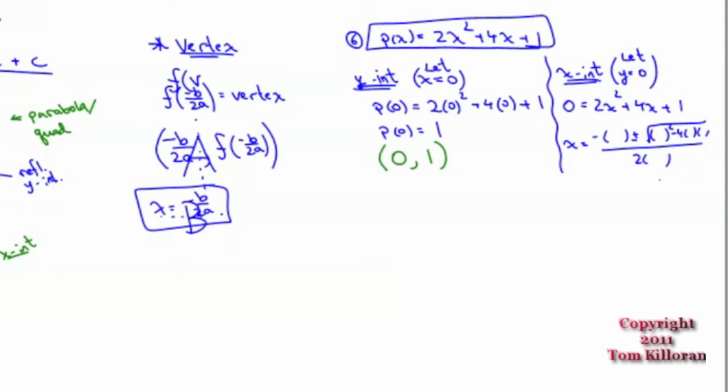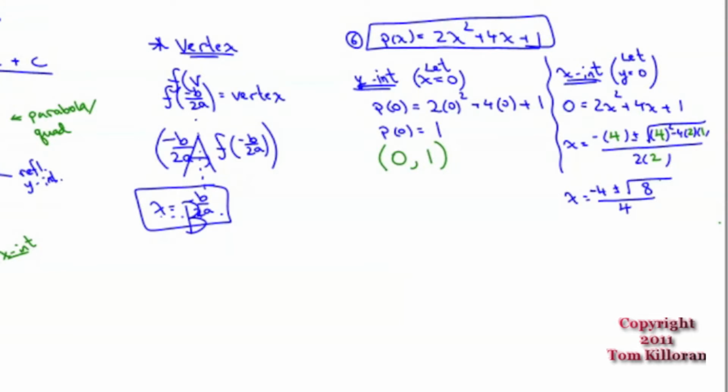What's b equal to in this case? 4. A is 2. C is 1. This one's just nice because you don't have to think about it. You just throw it at the formula and let it do its work. X is equal to negative 4 plus or minus the square root of 4 squared, 16, minus 8, which is 8, all over 4.